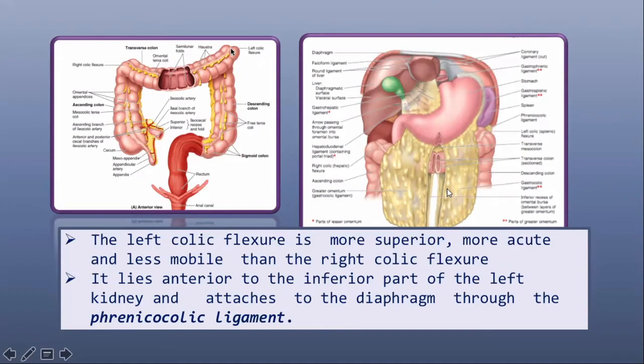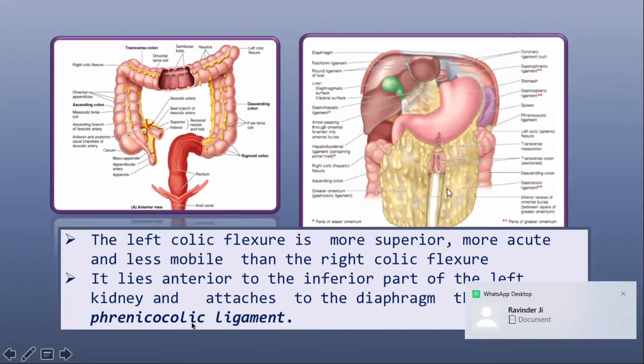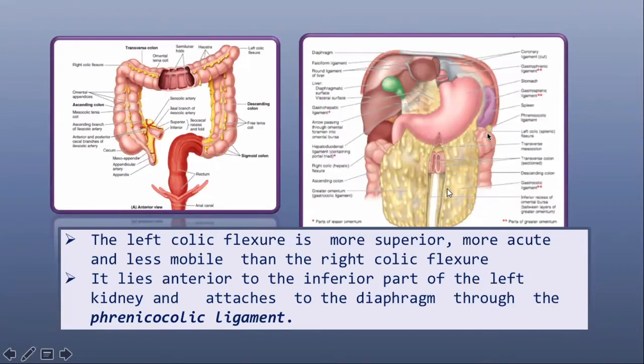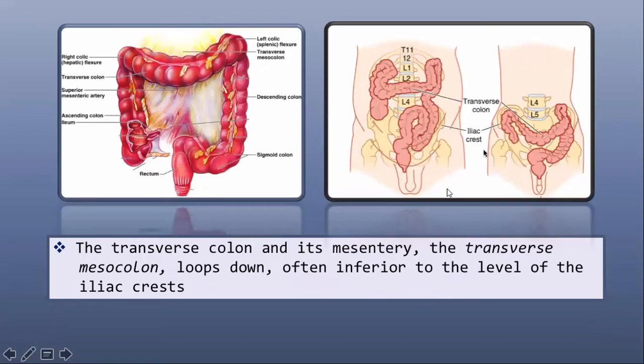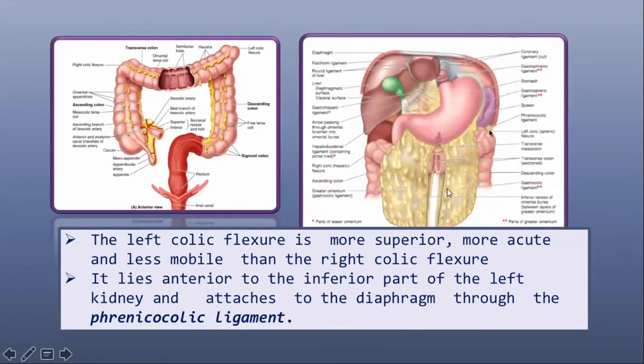Now, you will notice that the left colic flexure, as compared to the right, is more superior, more acute, and less mobile than the right colic flexure. It lies anterior to the inferior part of the left kidney and attaches to the diaphragm through the phrenicocolic ligament. That's why it is less mobile. So this is your phrenicocolic ligament here. It attaches this flexured part of the colon to your diaphragm. That's why it's less mobile.